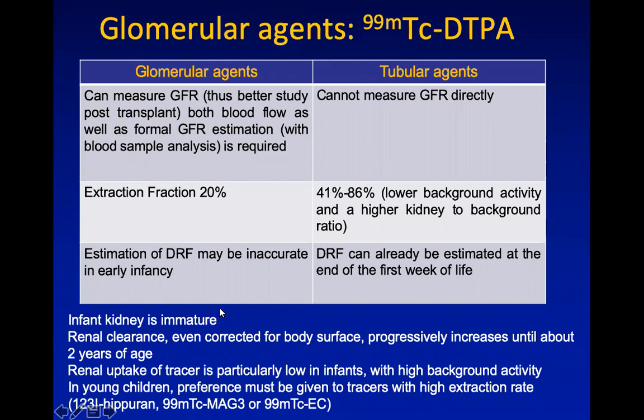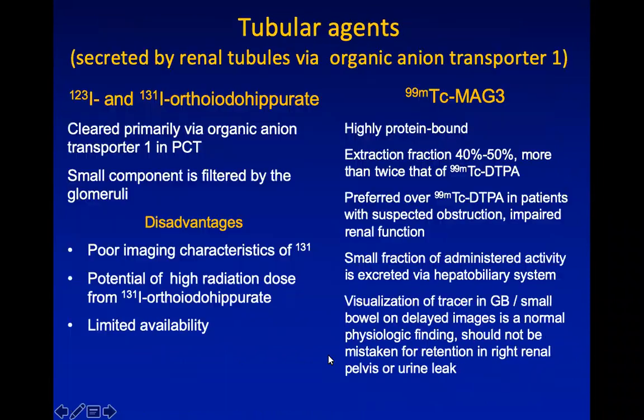So please remember that renal uptake of these radiotracers is particularly low in infants, with a very high background activity. So preference has to be given to tracers with a high extraction like Hippuran, MAG3 or Technetium EC. Technetium EC is the one we generally use in our regular practice now. Between these agents, if you look at the iodinated Hippurans, I-123 and I-131 OIH, they're cleared primarily by organic anion transporter 1. It's a small component that is filtered by the glomeruli, and these have a very high extraction fraction.